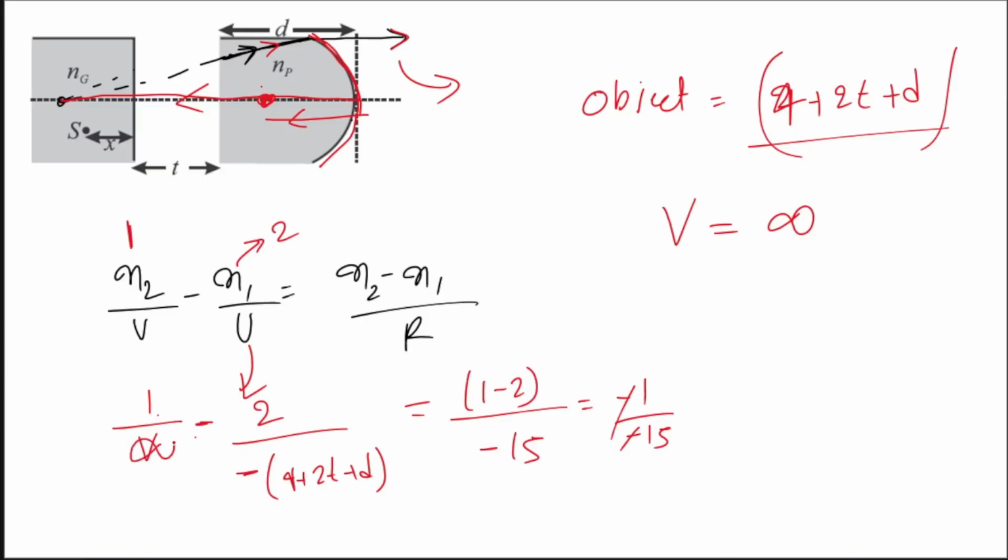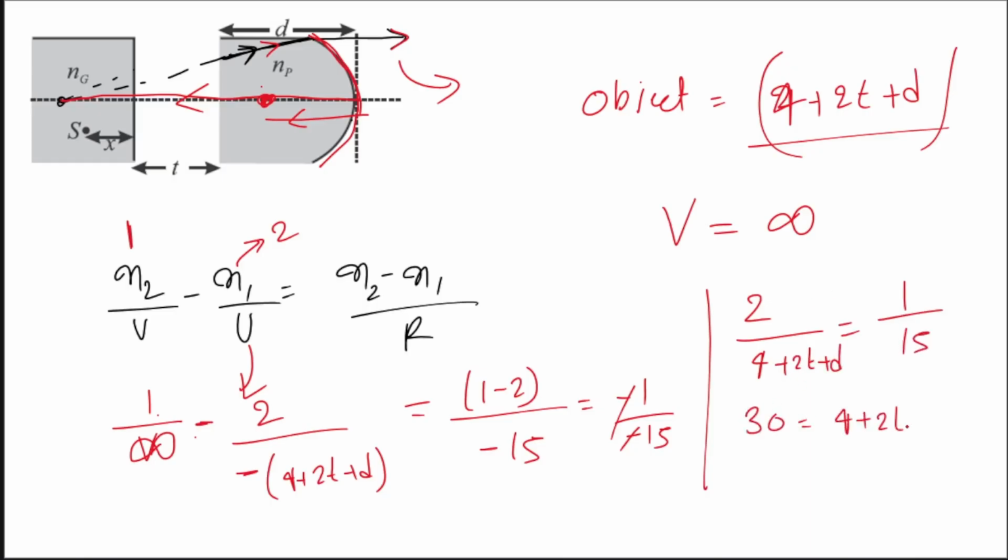So 1 by infinity you will be putting here, this will become 0. Okay, so -2 by minus of this. Now write this carefully. The minus minus will cancel, so 2 by 4 plus 2t plus d is equal to 1 by 15. Okay, so this is 30. 30 is equal to 4 plus 2t plus d, and this will give you how much? 26 equal to 2t plus d, and so 2t plus d is equal to 26.